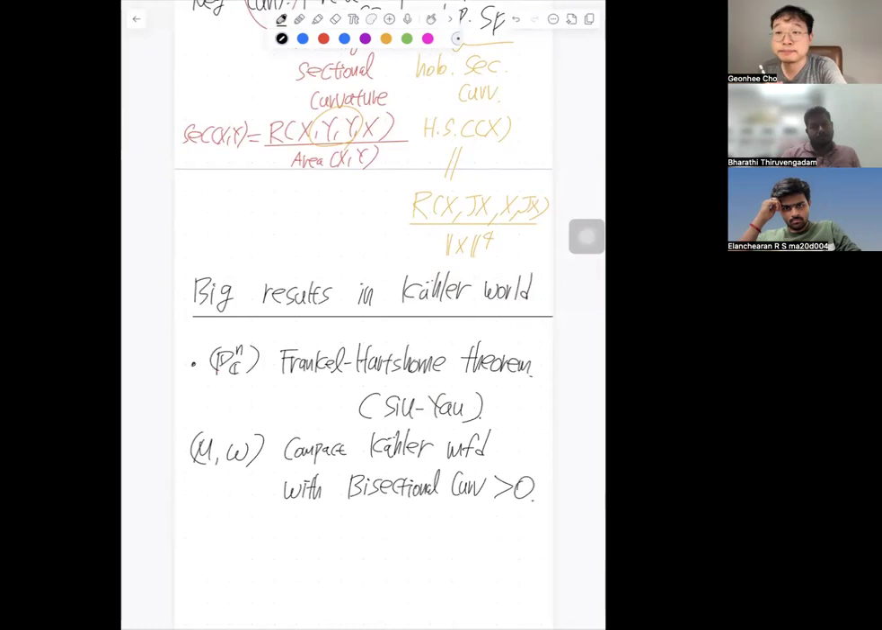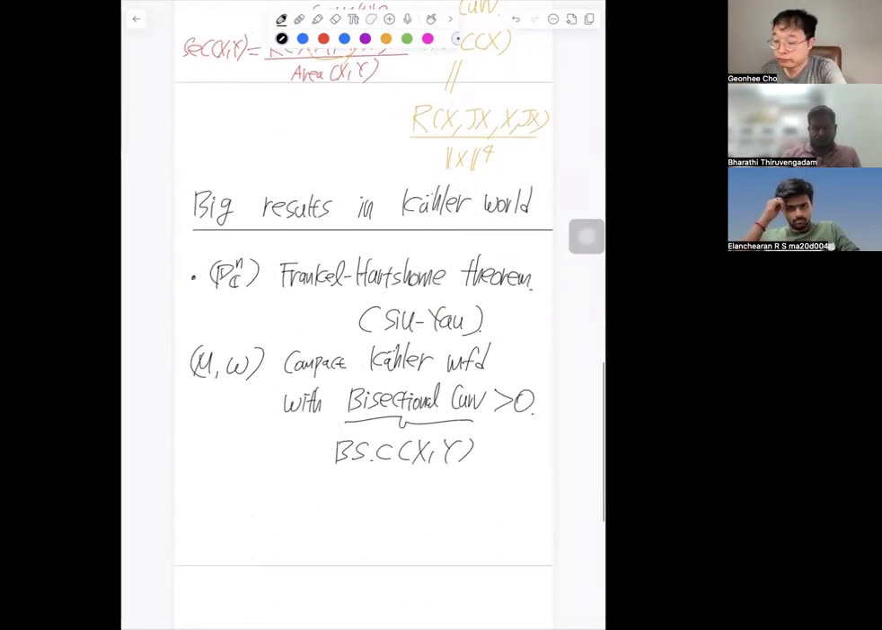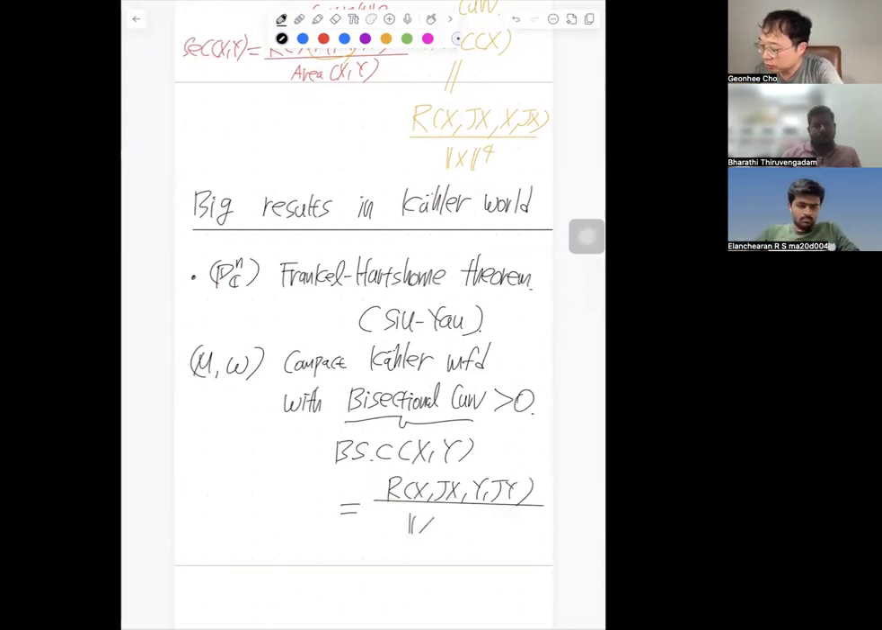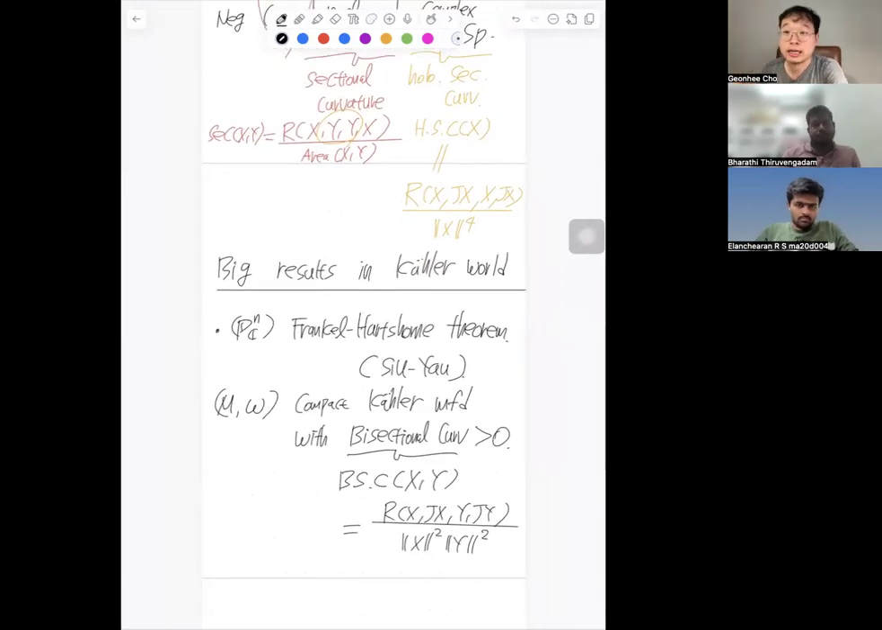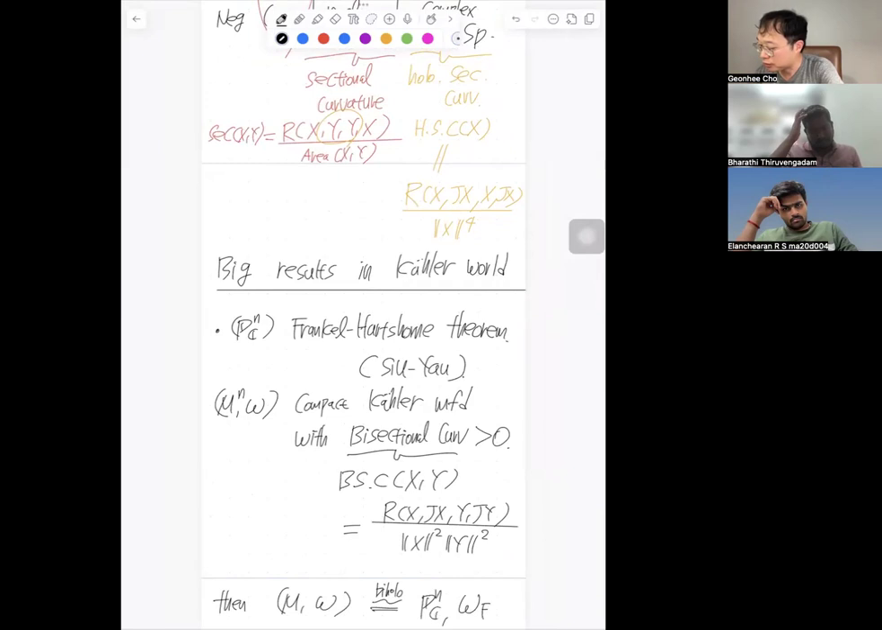Here the bisectional curvature, for two vector fields x and y, is defined as R(x, Jx, y, Jy) divided by the norm squared of the vector field x times the norm squared of the vector field y. If you take the same x and y, this generalizes the holomorphic sectional curvature. If this is positive, then (M, omega) is biholomorphic to CPN, of course provided this manifold has complex dimension n, with the Fubini-Study metric.